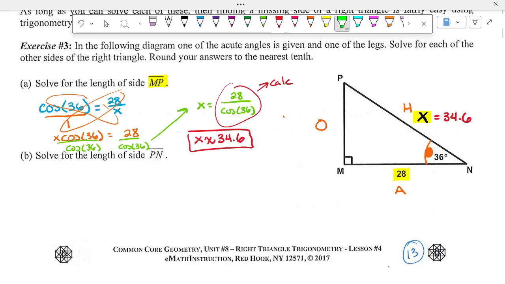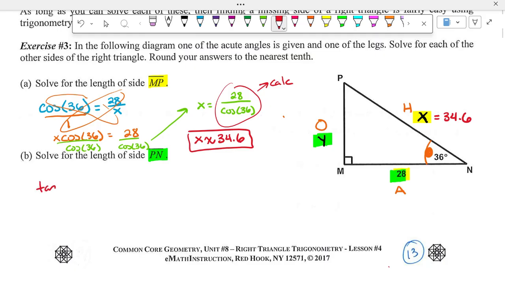Now, they then want us to solve for Pn, or the other side. So we're going to call that one y. Now, what I tell students is always use the side you're trying to find with the side they gave you. Even though we already found the other side of the triangle, we want to use the side that they originally gave us because that's going to make our answer the most accurate. So based off of what's highlighted in green and what sides are associated with them, which trig ratio make the most sense to use? Tangent.